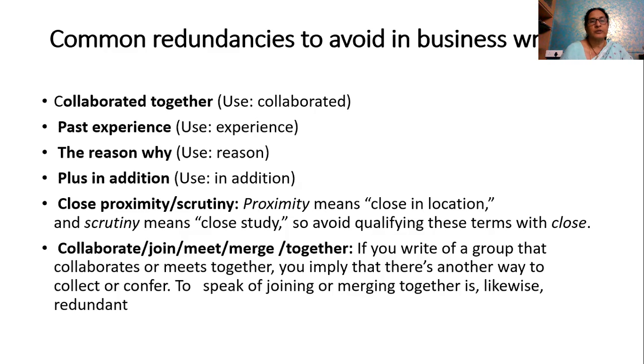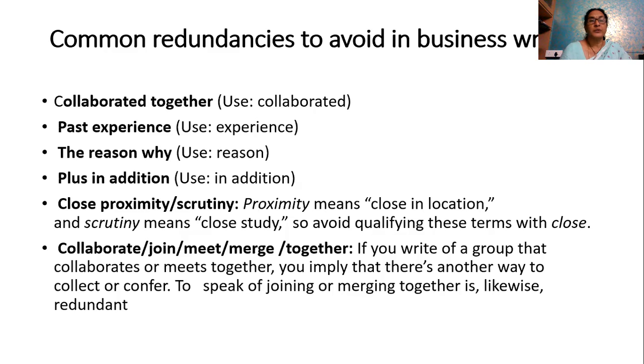"Close proximity." Some people say our house is close proximity to the college. Proximity already means close in location, so don't say that. Maybe you can say our house is in proximity to the college instead of close proximity. Or you can simply say close to the college. If it is location, close in location, you can say that, or you can say its distance is very less.